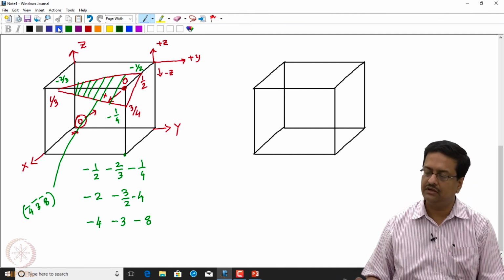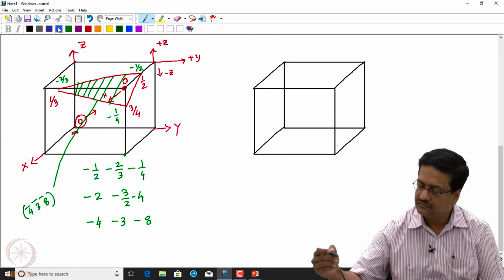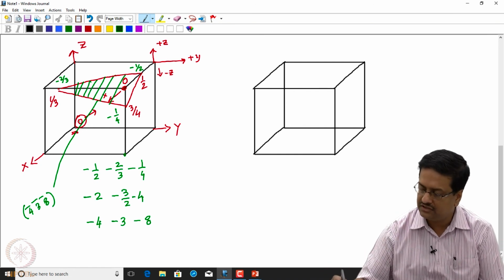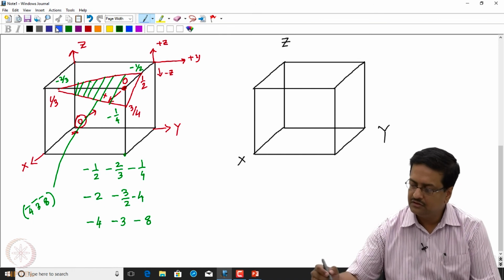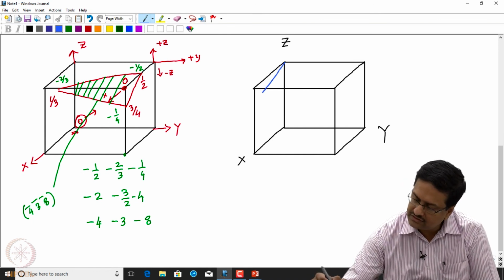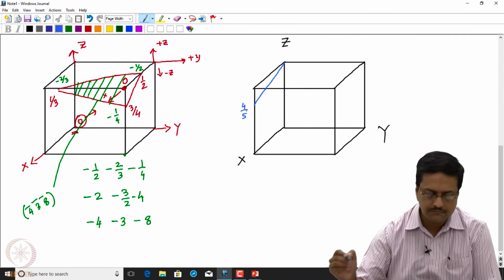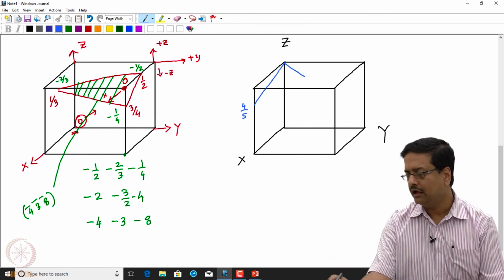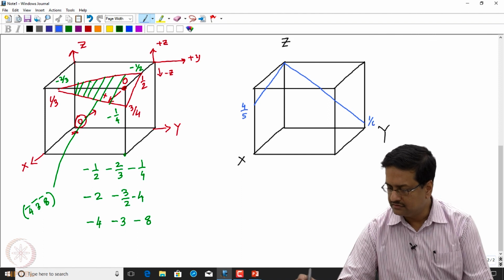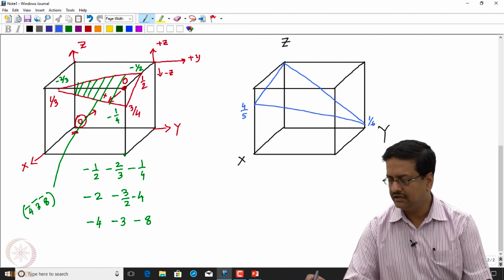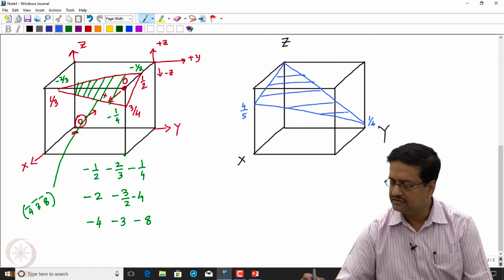Now I would like to give a homework for you to do and come back in the next class, and we will see how this can be solved. So in this particular cube that I have drawn here, x, y and z as usual, I am drawing a plane which is having an intercept on z axis here as 4 by 5, and it has again an intercept on z axis at 1 by 6, and this is the plane. What would be the Miller indices for that plane is an assignment for you.